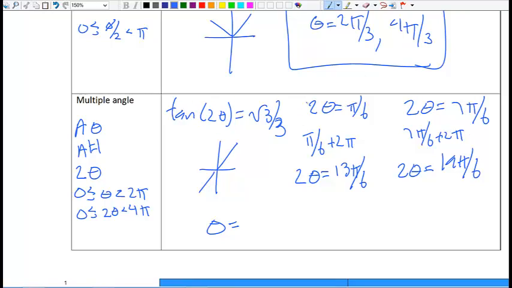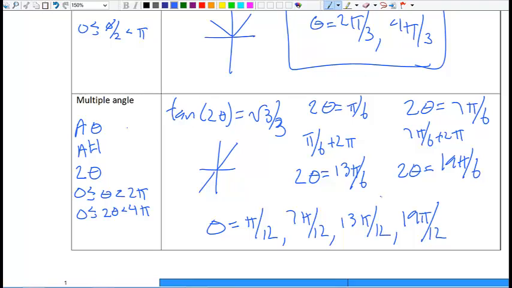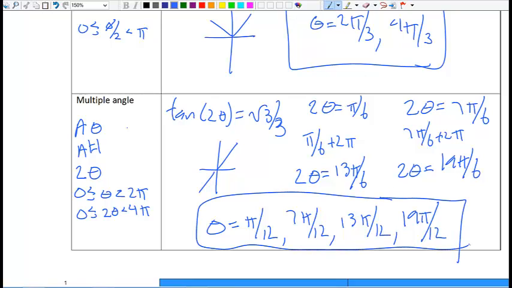Now in each of these 4 little mini equations, I've got them all set up for 2 theta. I still want theta. So in each case, I'm going to divide by 2. And that'll give me pi twelfths, 7 pi twelfths, 13 pi twelfths, and 19 pi twelfths would be our 4 answers.